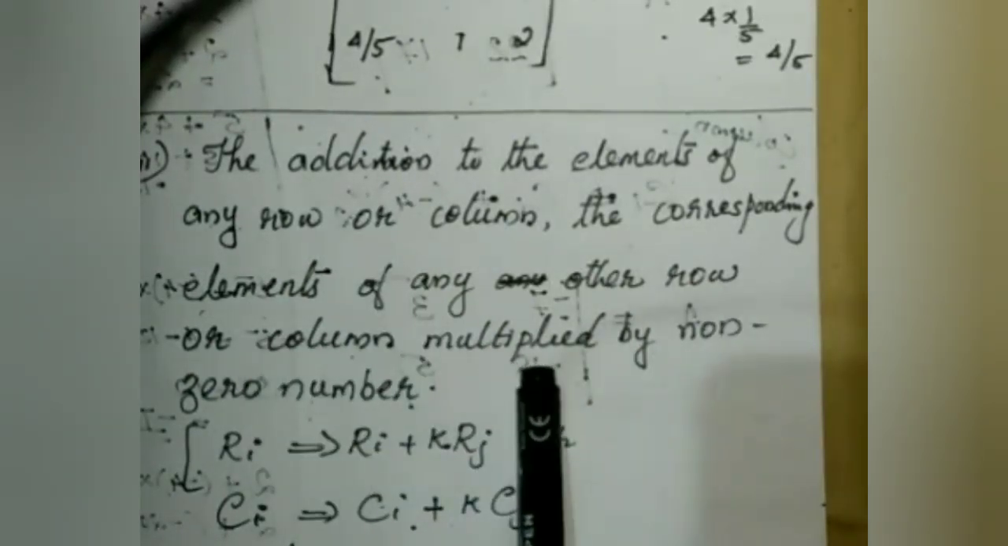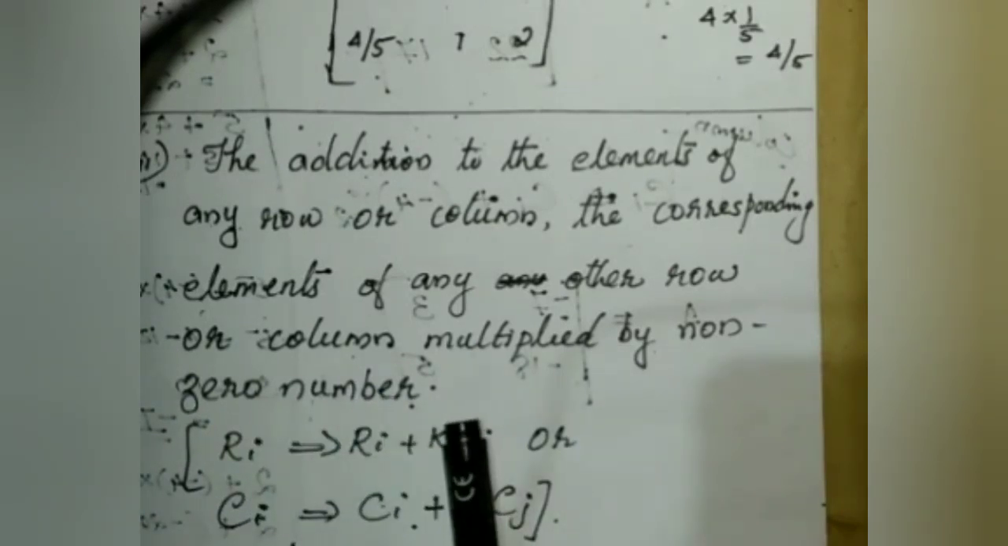Here basically two terms you have to highlight in your mind while reading. One is addition and the other one is multiplication. And the third one is by a non-zero number.